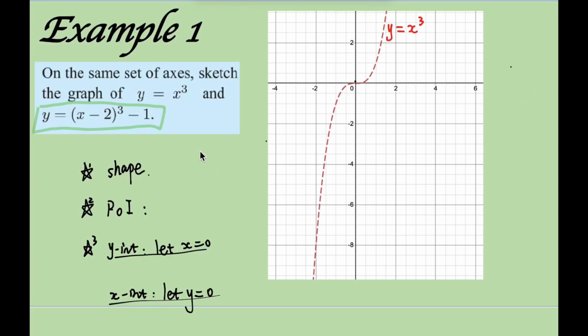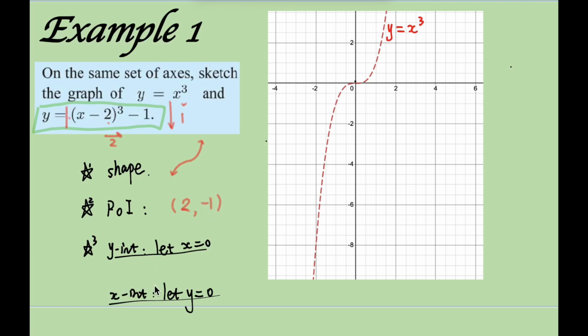For example 1, if we are required to sketch these two graphs, assume we have already obtained the basic one, y equals x cubed. Now for the new one, by comparing with the standard form, the value of a is equal to 1. Then the shape will be climbing up a hill like this. And then this number 2 shows us the graph will be moved to the right by 2 units. The constant -1 means we will move the graph down by 1 unit. Therefore, the point of inflection will be (2, -1).